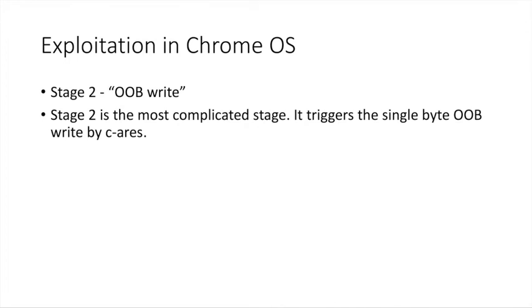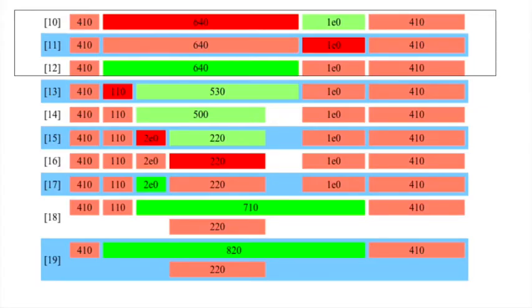Stage 2 is called out of bound write. Stage 2 is the most complicated stage. It triggers the single byte OOB write by c-ares. First, a 1E0 chunk is allocated in steps 10 to 12 by allocating 640, then 1E0, and then freeing 640. Then the query buffer of c-ares is allocated into the 110 slot at step 13.